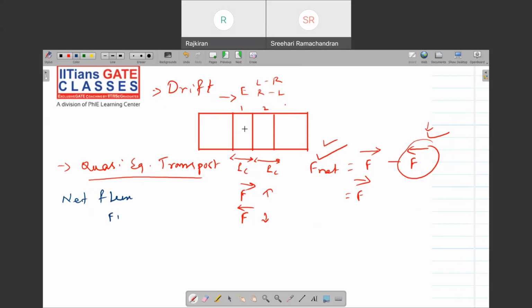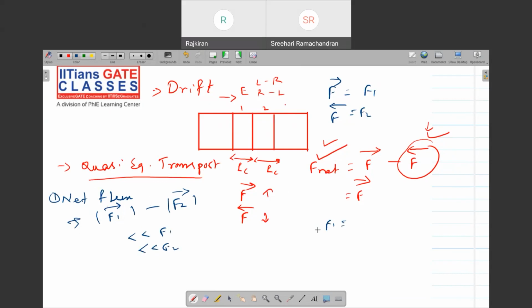Let us take the flux from left to right as F1. The flux from right to left I take as F2. So the net flux will be F1 minus F2. Okay. So I'll get some net flux, but the net flux will be very small compared to either F1 or F2. Clear? This is the first meaning of quasi-equilibrium. I will get a net flux, but it is very small compared to F1 and F2.